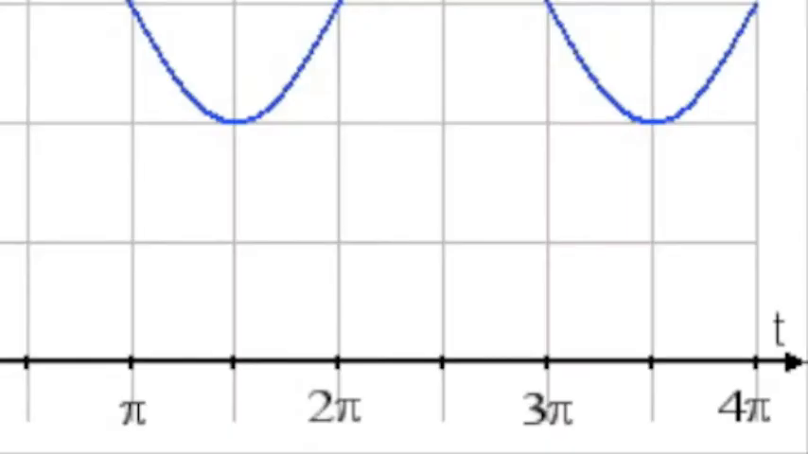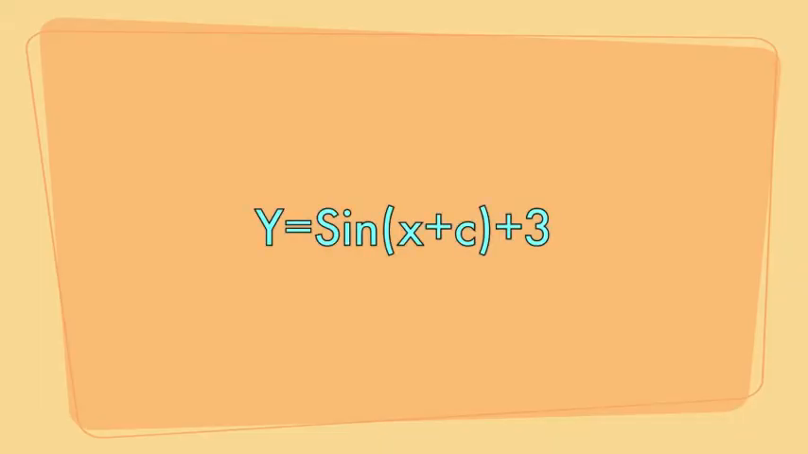You may have noticed that this graph is being measured in pi's. The distance between these 2 points is 2 pi. So how do you write that in the equation? To get b, you need to divide 2 pi by the length of the period. Since the length of this period is 2 pi, we get 1. Adding this into the equation, we get y equals sine(x plus c) plus 3.